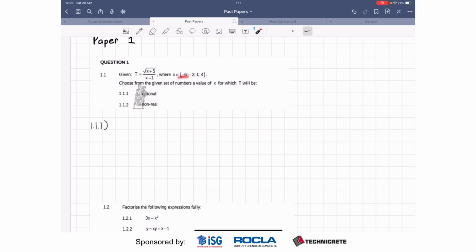So when x is negative 6, I have that x plus 5 is equal to negative 1, and the square root of negative 1 is not even a real number. And since rational numbers have to be real, I can eliminate x equals negative 6. Then again, when x is equal to negative 2, x plus 5 is equal to 3, and 3 is not a perfect square, so the square root is going to be irrational. Then I've got x equal to 1, and when x is added to 5, it's going to be 6. 6 is not a perfect square, so the square root of 6 is going to be irrational.